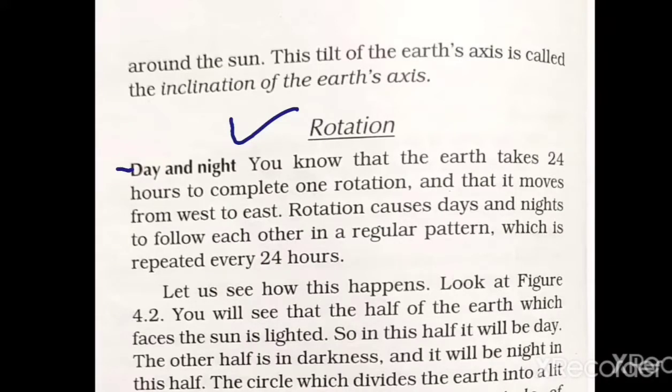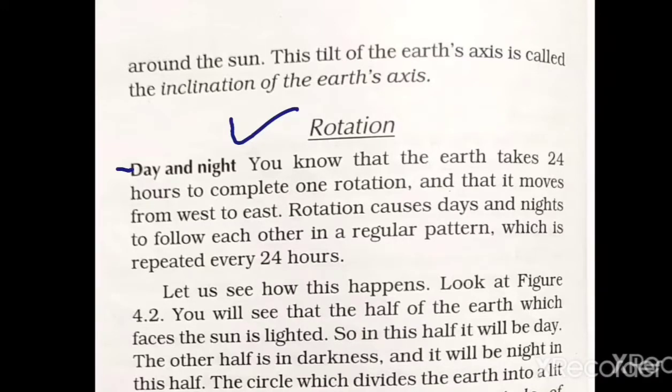So out of 24 hours, about 12 hours, 10 hours, we get sunlight. And the remaining hours after evening, probably from evening to next morning, that is our night. And so we can say that rotation causes day and night to follow each other. So after day again night will come, after night day will come. So this process is happening due to rotation. One rotation takes 24 hours to complete, right.